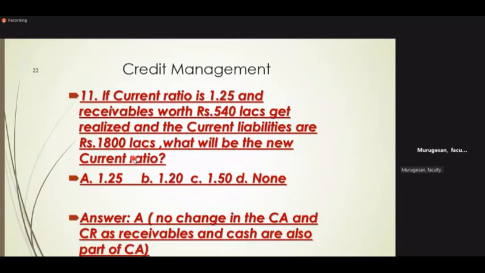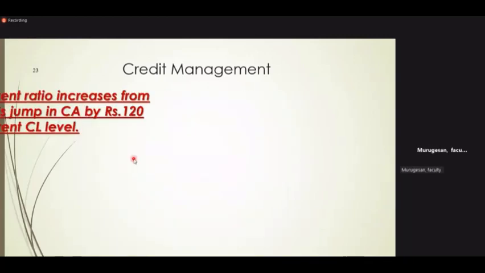Yes, now have you understood? This is a twister question. Agreed or not? All have agreed? Okay. Now you go to question 12.